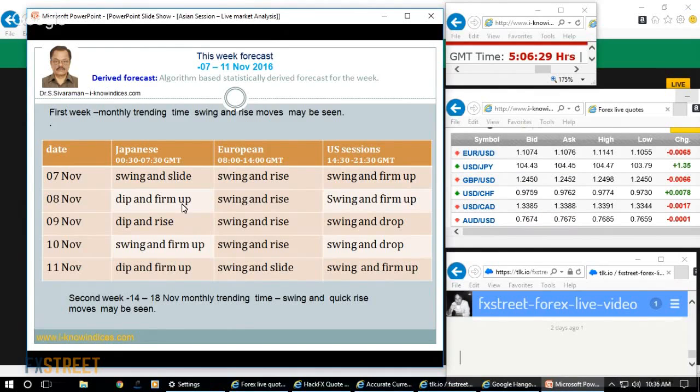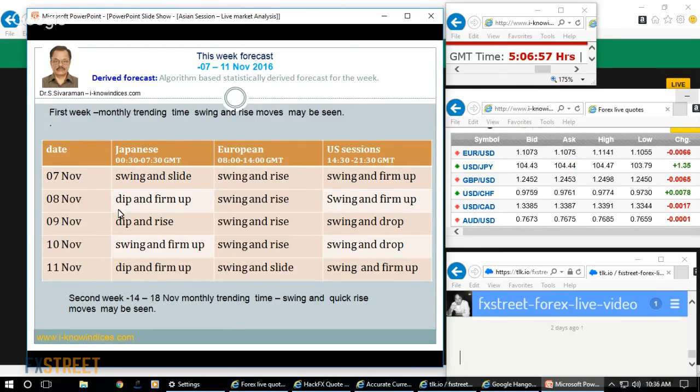Now today, the 7th, they are expected to make a swing and slide move during the Japanese session, and then start rising from the European session and firm up during the US session also. And tomorrow, 8th of November, it is going to be the election day, but the election starts from the early morning of the US timing.